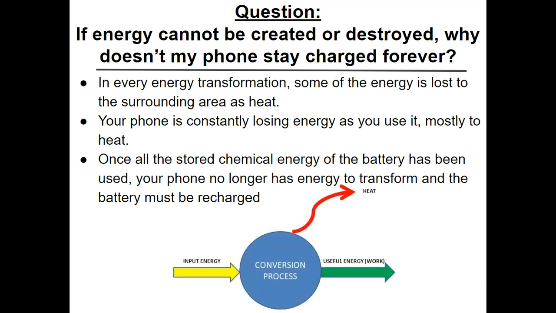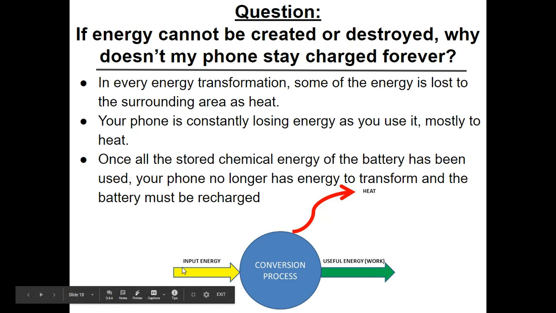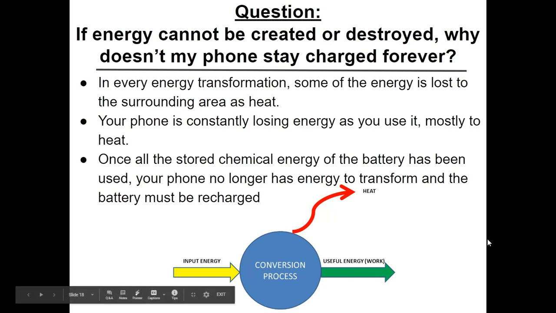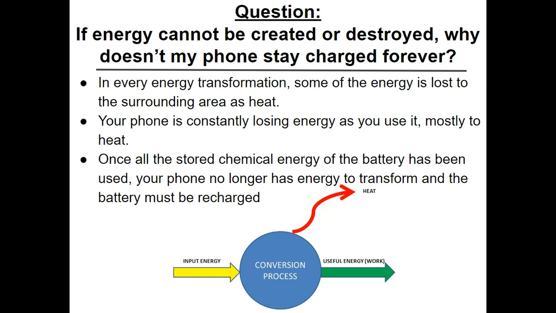So here's an example of our phone battery. So we're putting input energy. That's the chemical potential energy from my phone. And when I use it, I get some useful energy out of it. That's when my screen lights up and I can see all of the different screens on my phone, whether I want to open up some different apps. That's what we want on the screen. We want the screen to light up. We want to be able to perform the communications on our cell phone.